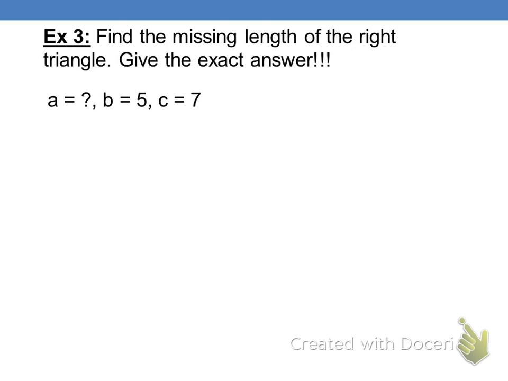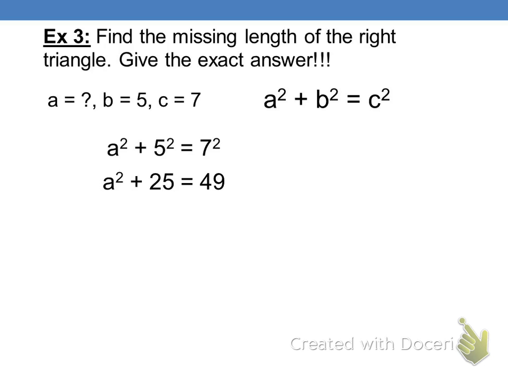All right, back to this. Again, we're missing a leg, but now we're missing the other leg. The only difference is that now it's A squared that I'm leaving. B becomes 5. C becomes 7. Square the 5 and the 7. You get A squared plus 25 equals 49. Subtract the 25. What's 49 minus 25?